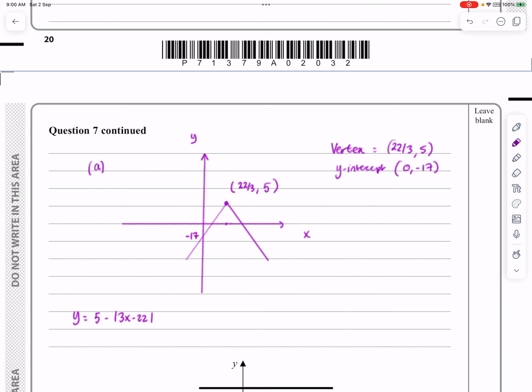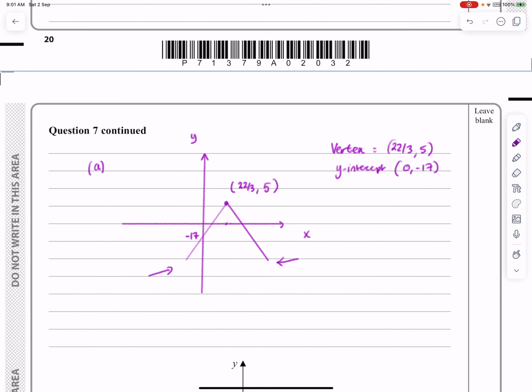Now it's only worth 2 marks, so we only need our answer. I've done all of that working out, and you might think, well, why did you do so much working out for only 2 marks? But because of the knowledge I've just gained from that, I'm now interested in what these two lines actually are. What is the equation of this line and what is the equation of this line?